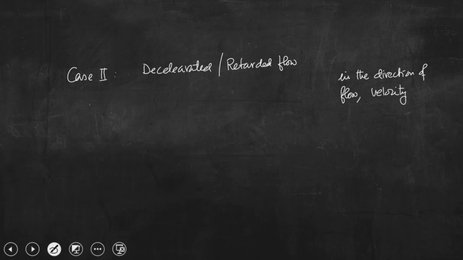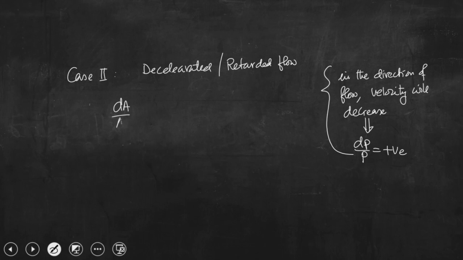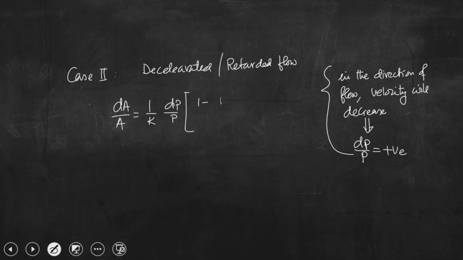the velocity will decrease. This implies that dP by P is positive. If dP by P is positive, let us again write the area Mach number relationship: dA by A equal to 1 by K, dP by P, times (1 minus M square) by M square. M is the Mach number.